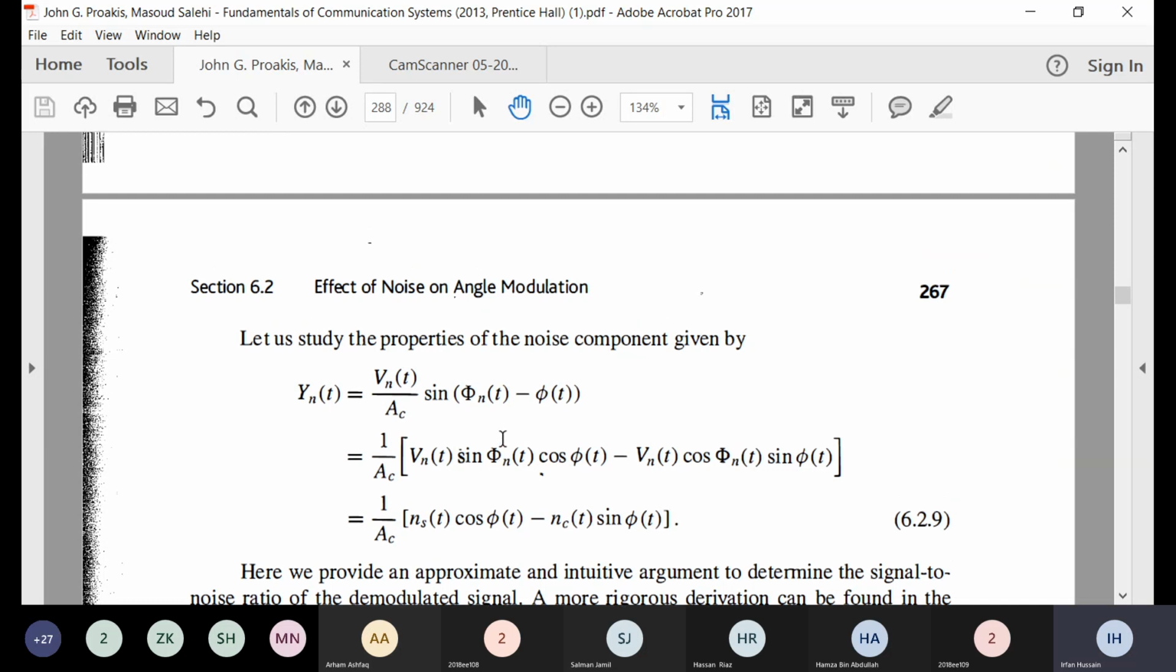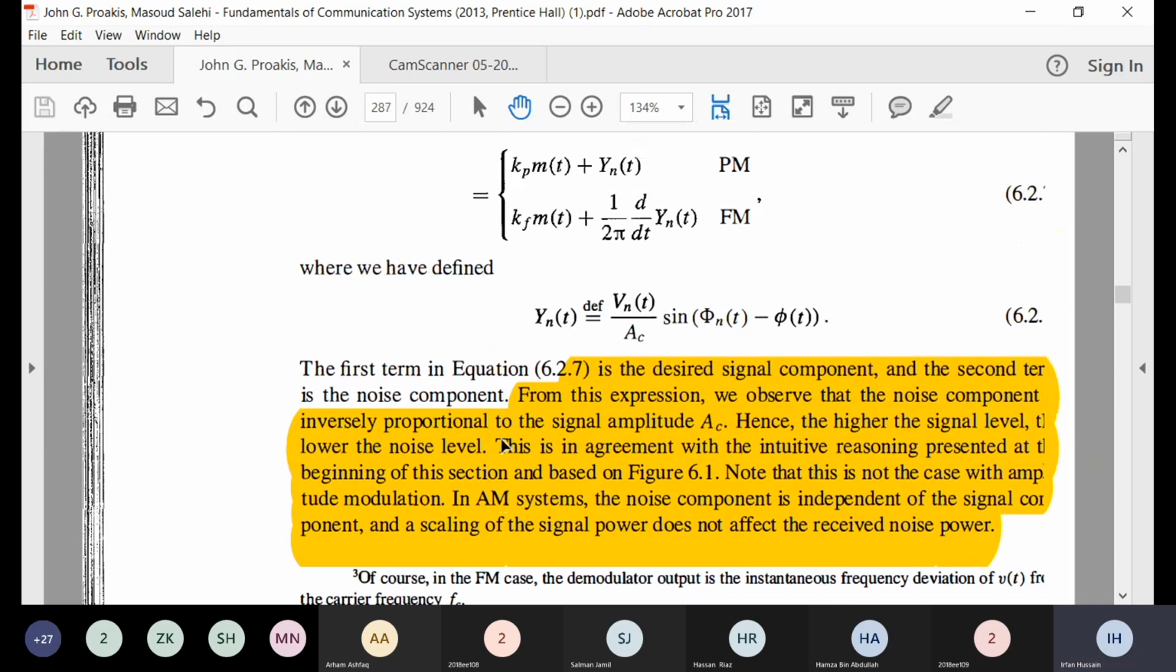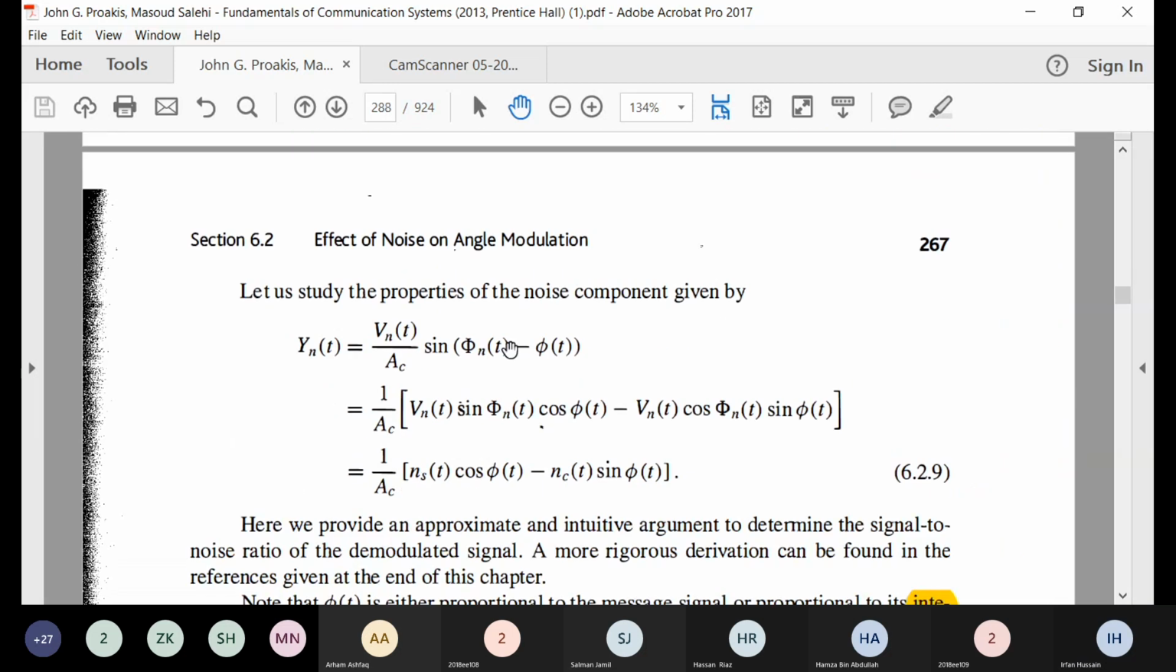Now let us study this noise component YNT. Let us study this component. YNT is this thing. So I open the sine of alpha minus beta, which is sine alpha cos beta minus cos alpha sine beta. Then I can write this as Vn sine phi nt. So what is Vn sine phi nt? I have just taken the envelope of the noise and multiplied it with its sine part.